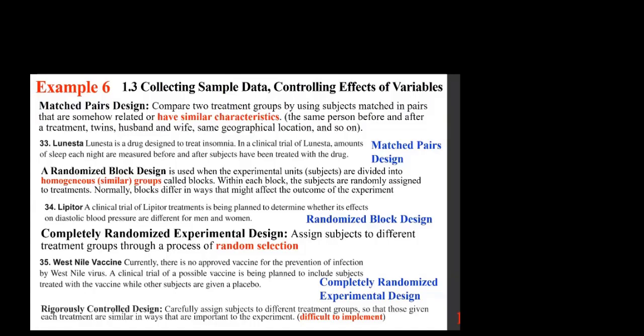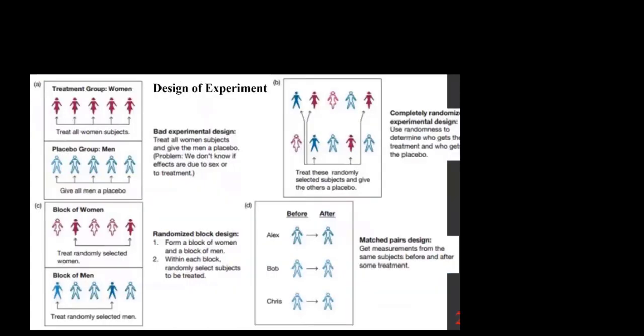So I want to quickly spend a couple of minutes explaining what we just went over. You have the definitions, you have a couple of examples, and you have the solution. So what I want to look at is the next page that sort of explains this a little bit better because visualization is important. So here's the design of experiment. Look at part A. We are treating all women subjects and give the men a placebo. So it's definitely not a good idea. So one group gets the treatment, the other one doesn't.